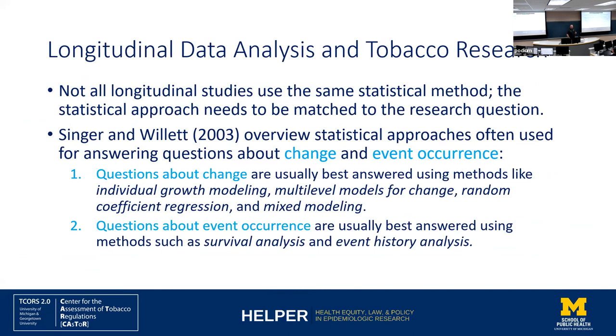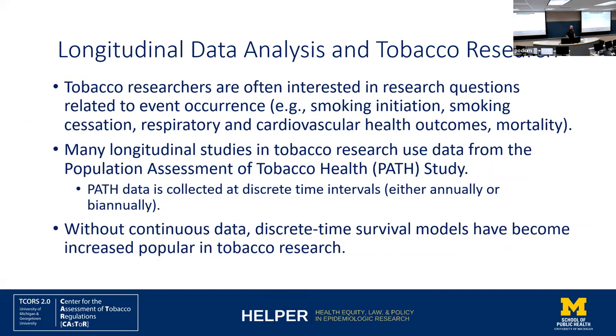So if you're interested in questions about change, some of these methods might be preferable. If you're interested in event occurrence, survival analysis techniques are usually very useful, and event history analysis or discrete time models, which we're going to talk about today, become important. And tobacco researchers are often interested in questions related to event occurrence, and some of the research we're doing is on smoking initiation. We have a couple papers on smoking cessation, and we have papers on the respiratory and cardiovascular health outcomes using tobacco products. It can also be useful in mortality studies.